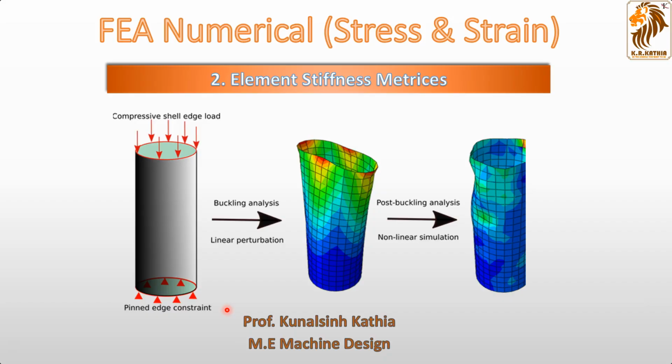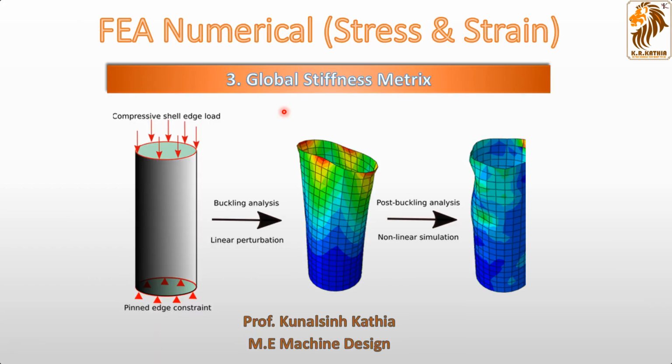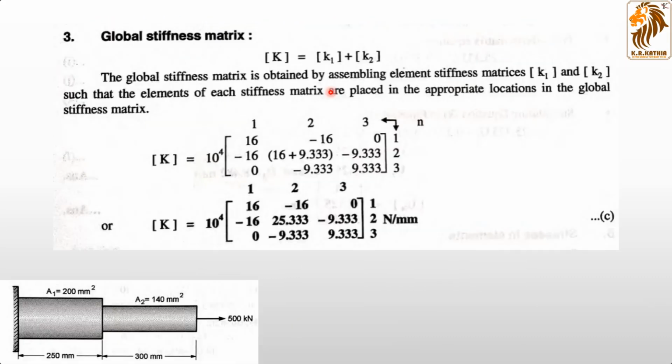Then we reached the second step, elemental stiffness matrices, to find K1 and K2. For K1 the equation is AE by L, with 1, minus 1, minus 1 and positive 1. The same equation is used for element number 2: K2 is A2E by L, with 1, minus 1, minus 1, 1. You will get a 2 cross 2 matrix here. Then we have the global stiffness matrix, the summation of K1 and K2. That matrix comes as a 3 cross 3 matrix, and ultimately we get this matrix here.